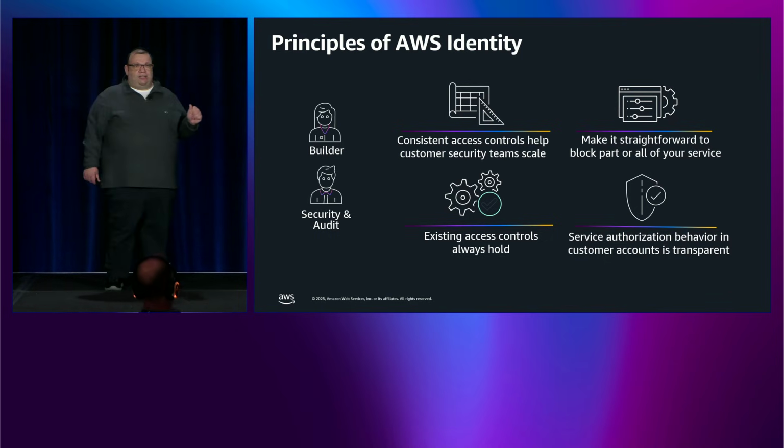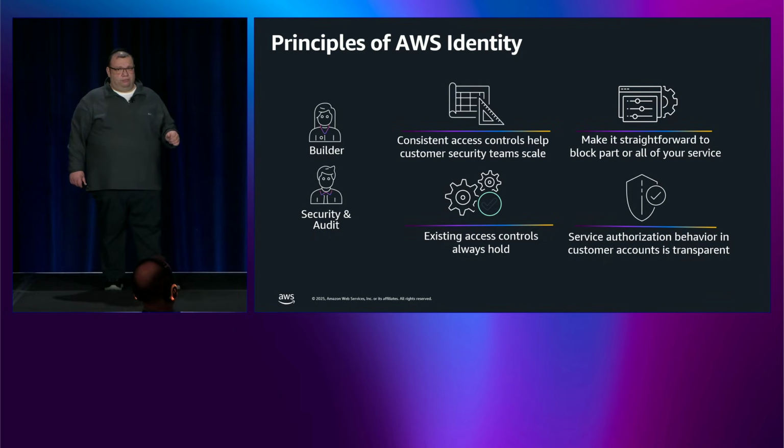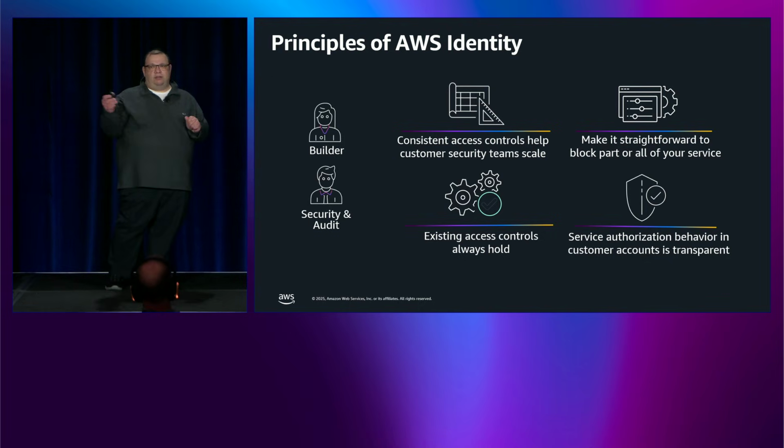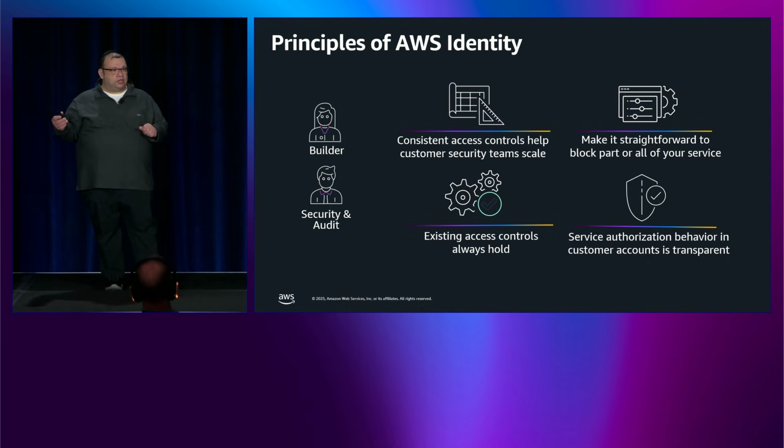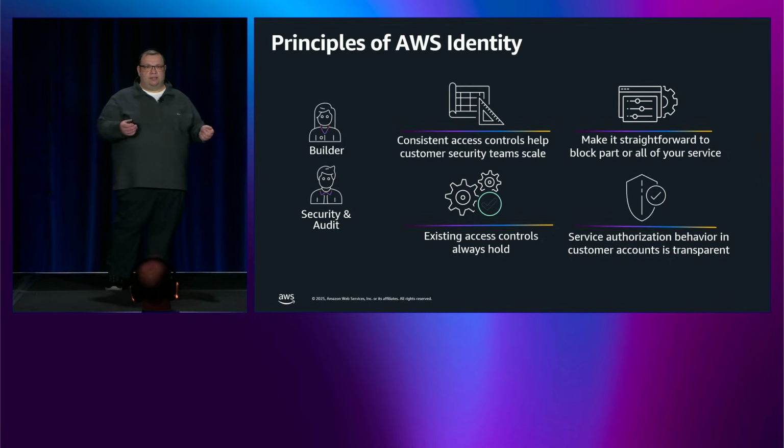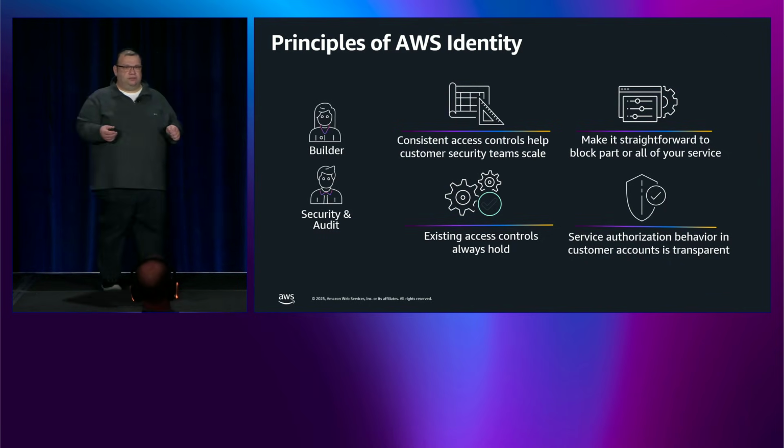We also want to make sure that existing controls always hold true. If you've implemented a policy that says this should be denied, an AWS service should not go ahead and implement a new feature that creates a new path that allows that to change. You have to explicitly be able to change that yourself.